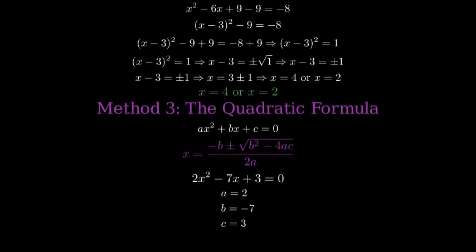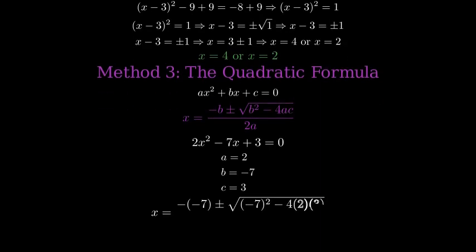First, we identify a, b, and c. a equals 2, b equals negative 7, and c equals 3. Now we substitute these values into the quadratic formula. x equals negative of negative 7 plus or minus the square root of (negative 7) squared minus 4 times 2 times 3, all divided by 2 times 2.